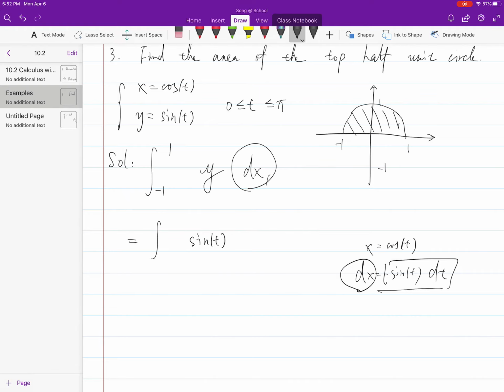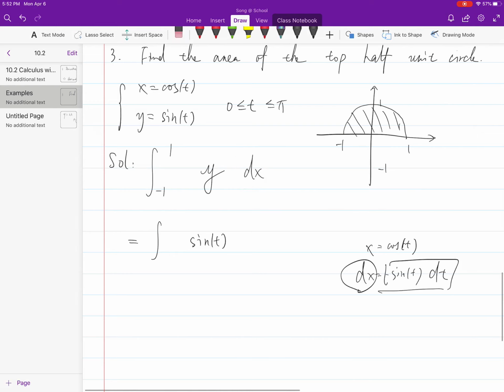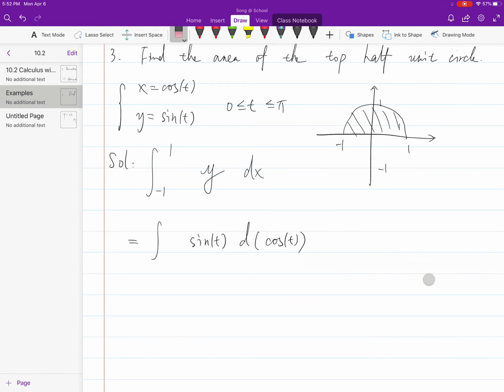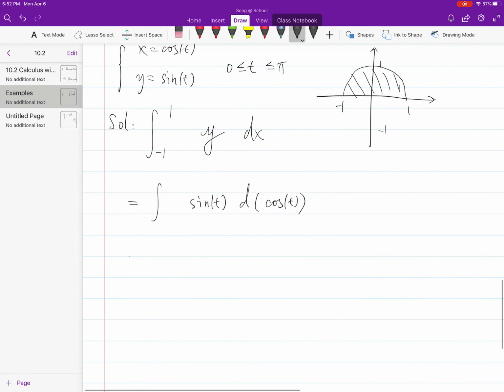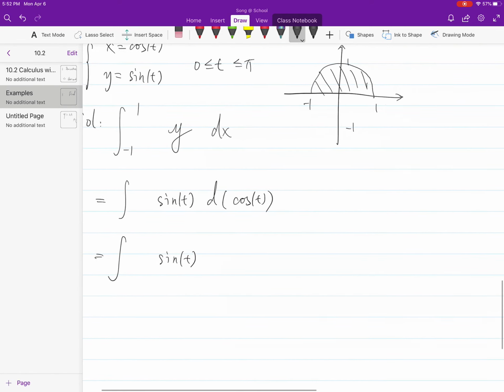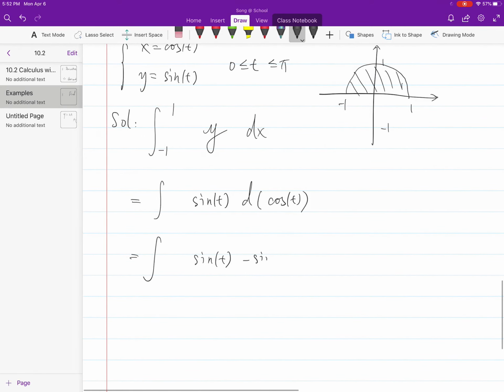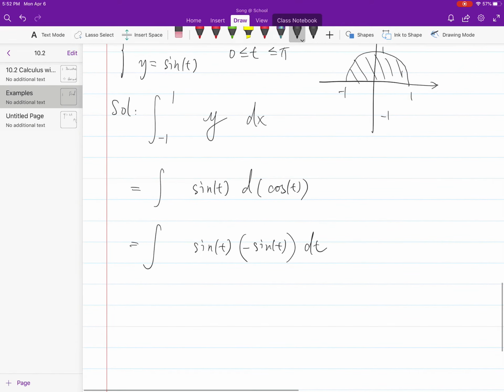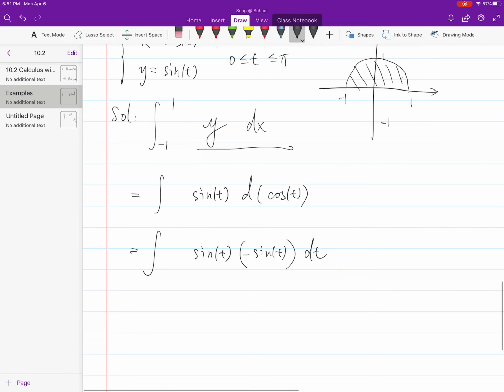Now, which one do you want to put here? I want this side to replace this side. So what you do is you simply just put everything here to be d cosine t. That is your x, right? And then when you finish, this is nothing but sine t. d cosine t gives you negative sine t, moreover, it gives you dt.